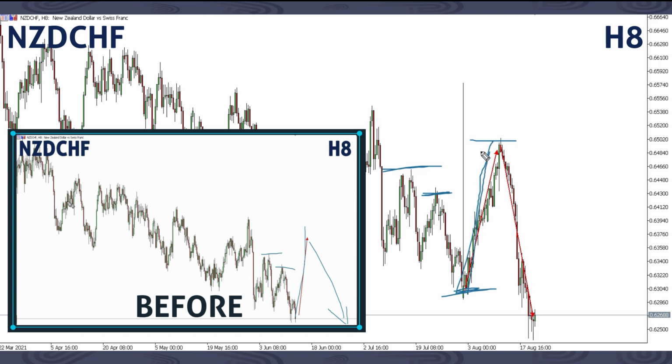And from here, we further focused that price is expected to move down from this level here. Now you can see that we got this up move that we focused on, and then we also got this drop that we focused on.